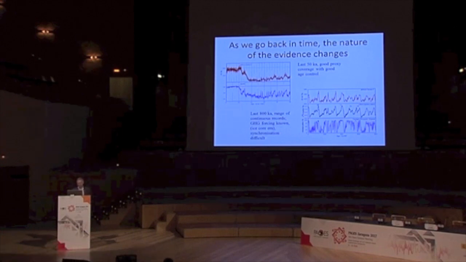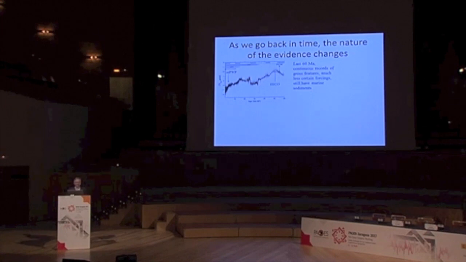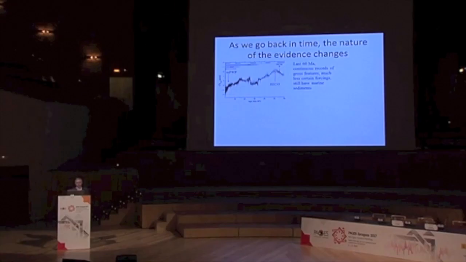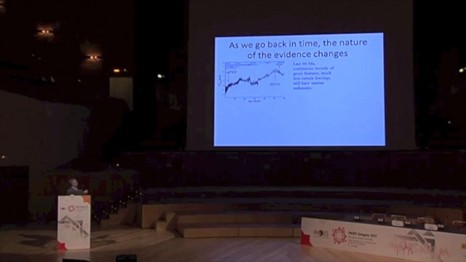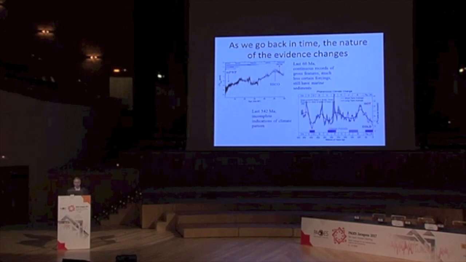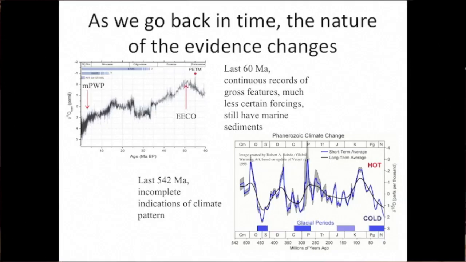But okay, then you go back a bit further, and at least over the last 60 million years, we've still got marine sediments, so we know a little bit more. We have a chance of getting sea surface temperatures, of getting at least a proxy we kind of believe for acidity of the ocean and therefore CO2. I've marked on our time periods there: the early Eocene, the Paleocene-Eocene Thermal Maximum, and the mid-Pliocene. And then finally, before that, we know almost nothing, so I'm not going to talk about that.